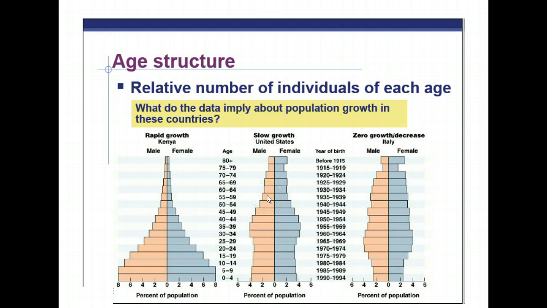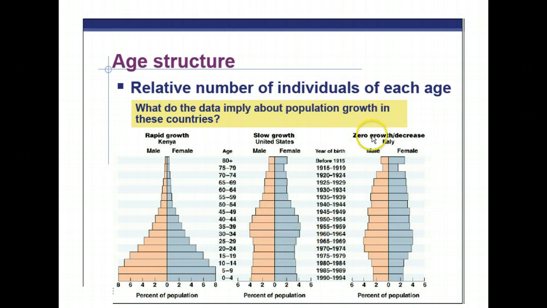Slow growth, United States. Here we have the bulge in our middle-aged folks, and these are the baby boomers. The baby boomers, as they get older, are going to cause problems with making sure that we can keep them alive in their retirement years when they're not actively working and contributing to the economy, and instead are pulling away money for their retirement. The things that people have to worry about with the United States bulge for baby boomers is how we're going to afford to make sure that everyone who's a baby boomer has a decent retirement.